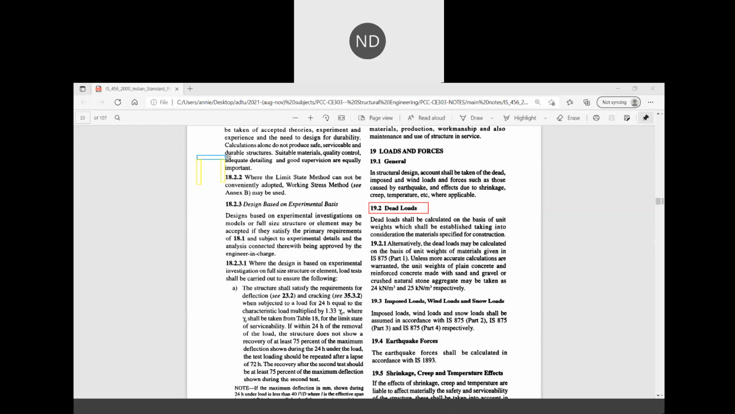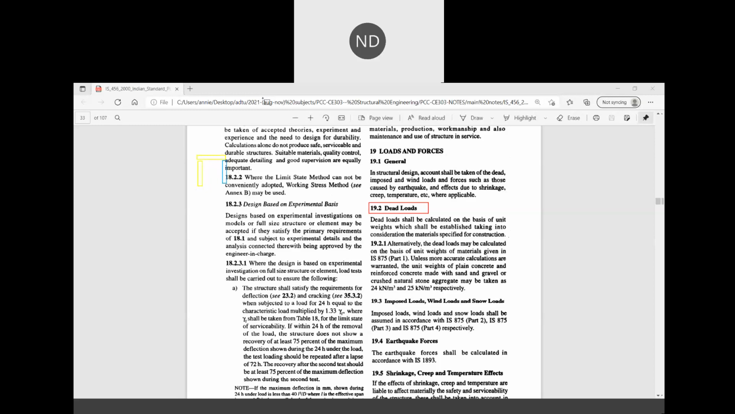So these are known as your dead loads, and to calculate these dead loads, we have to know the unit weight of the materials used inside this column, that means the concrete and steel. So the unit weight of concrete, all these combined together will give you the total dead load of your structure.